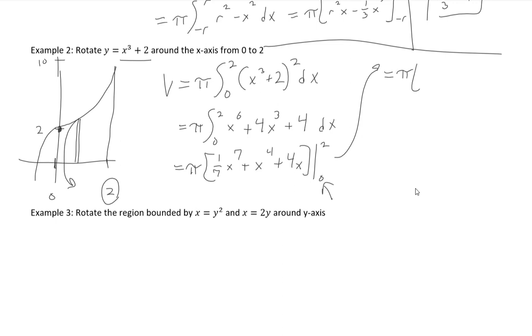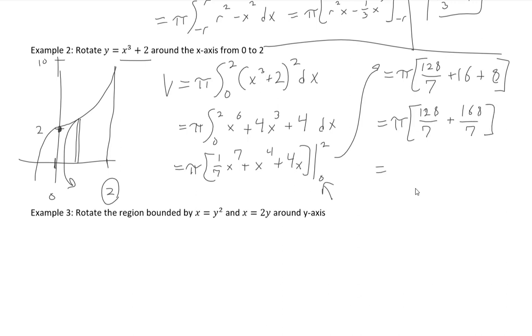So just plugging in 2, I get 2 to the 7th, which is 128 divided by 7. Should be 2 to the 7th. Yeah, 128. Just making sure. 2 to the 4th gives me 16. And then 4 times 2 gives me 8. So if I want to simplify that, 128 over 7, 16 plus 8 is 24, and 24 times 7 is 168 divided by 7.